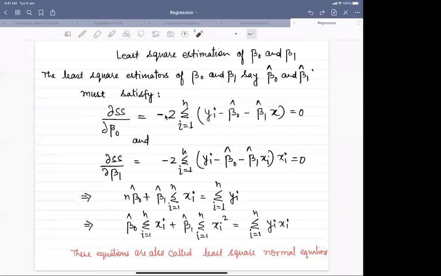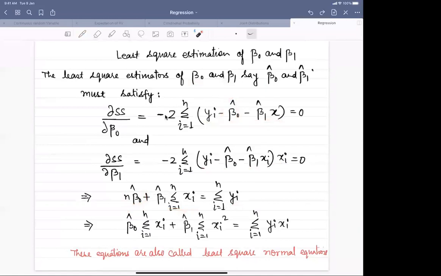Similarly, if we differentiate with respect to beta 1, it becomes minus 2 summation over i from 1 to n of (yi minus beta naught cap minus beta 1 cap xi) times xi, equal to 0. Now we rearrange the terms. If we sum a constant over i equal to 1 to n, we are summing it n times. So it will be n beta naught cap plus beta 1 cap summation over i from 1 to n xi is equal to summation over i from 1 to n yi.